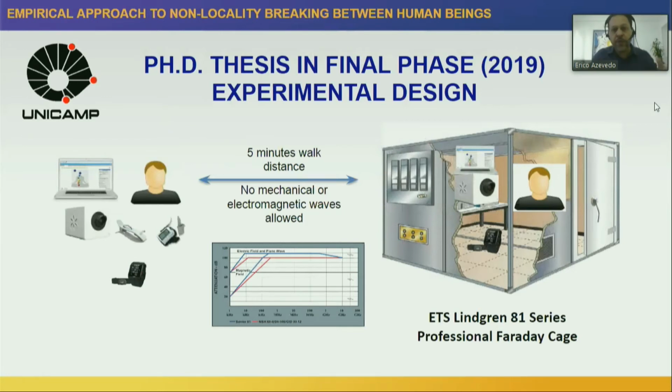Yeah, and people did not know if they were in the control group or the experimental group. It was double blind.